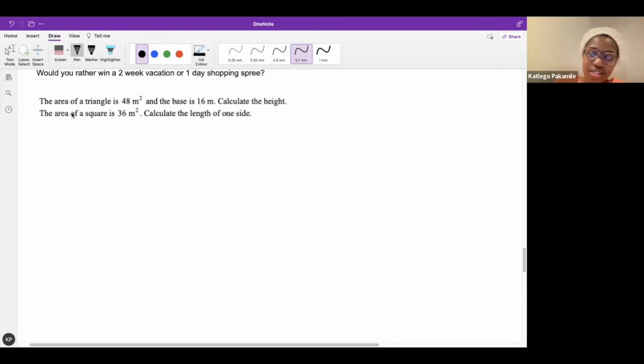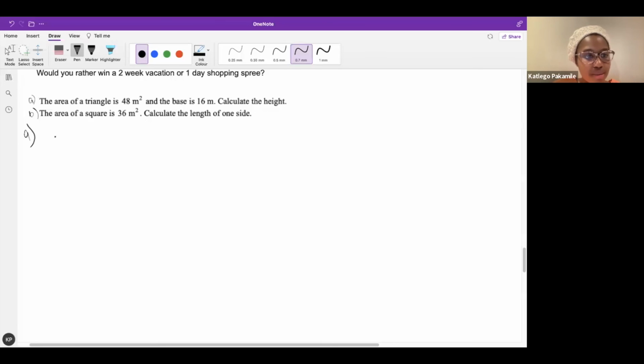Let's just do these last 2 questions, okay? A and B. Let's start with A. The area of a triangle is 48 meters squared and the base is 16 meters. Calculate the height. What's the formula for area of a triangle? That's where you always start, guys.